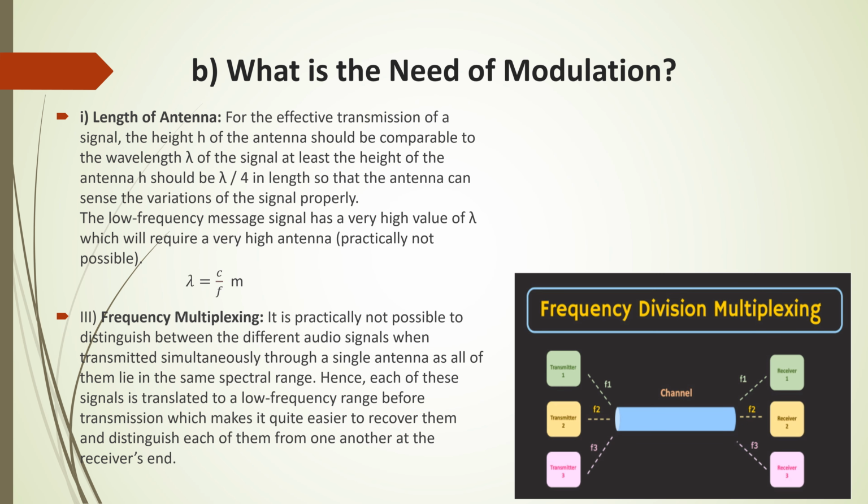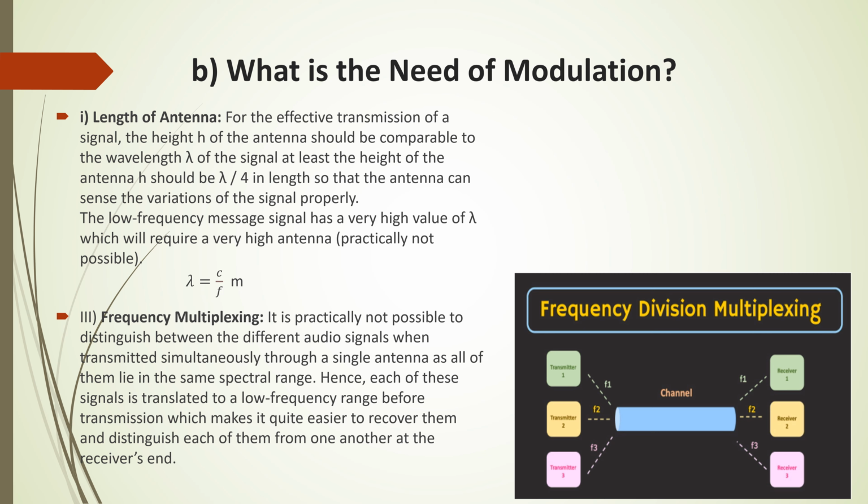Why is modulation used? Length of antenna. When the signal is transmitted wirelessly, the size of the antenna is a very important parameter. The size of the antenna is proportional to the wavelength of the transmitted signal. Let's say the size of the antenna L is lambda by 4. Now the relationship between frequency and wavelength lambda is lambda equals c by f, where c is the speed of light, f is the frequency of the transmitted signal, and lambda is the wavelength of the transmitted signal.